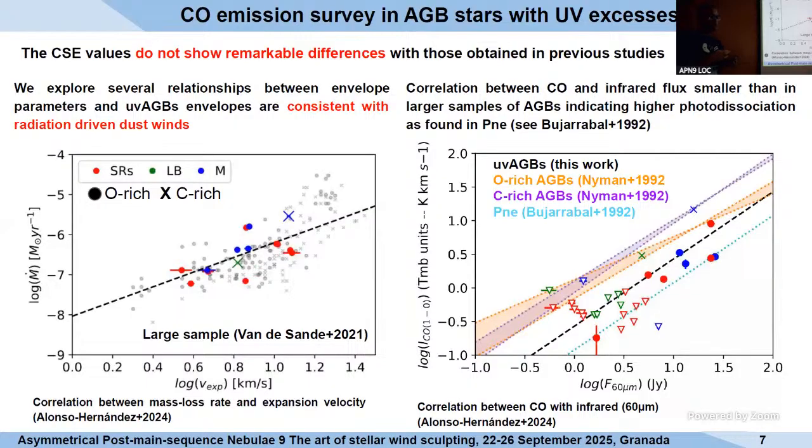We found that these envelopes are consistent with radiatively driven winds and with those of a larger sample of AGB stars. In addition, we also identified that the intensity of the CO lines in comparison with the far-ultraviolet and far-infrared emission is statistically lower than in a larger sample of AGB stars. This could be an indication of a higher degree of photodissociation.